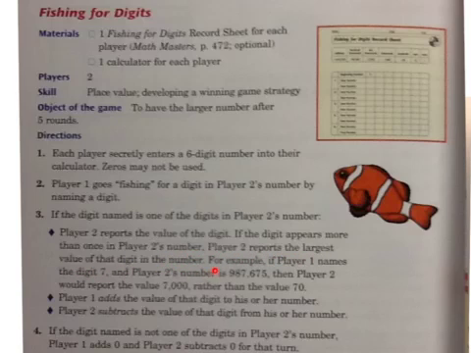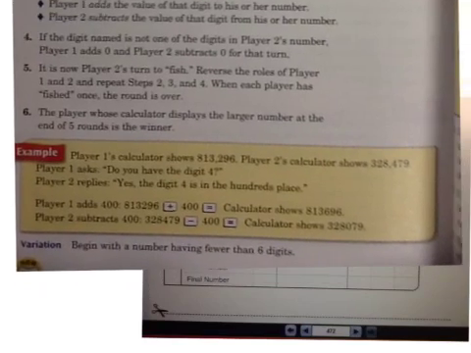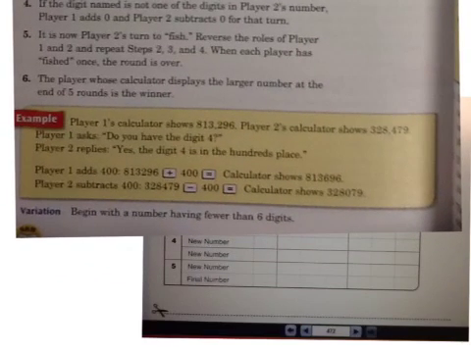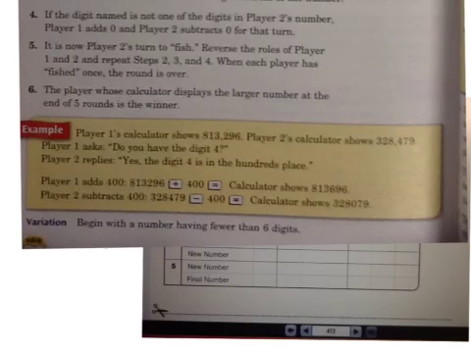in the number. For example, Player 1 names the digit 7, and Player 2's number is 987,675, then Player 2 would report the value of 7,000 rather than the value of 70. Then, Player 1 adds the value of that digit to his or her number. Player 2 subtracts the value of that digit from his or her number. If the digit named is not one of the digits in Player 2's number, Player 1 adds 0, and Player 2 subtracts 0 for that turn.